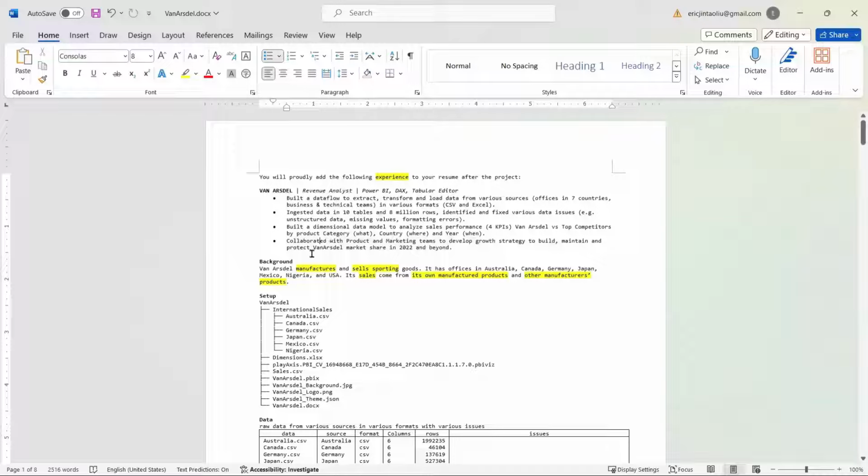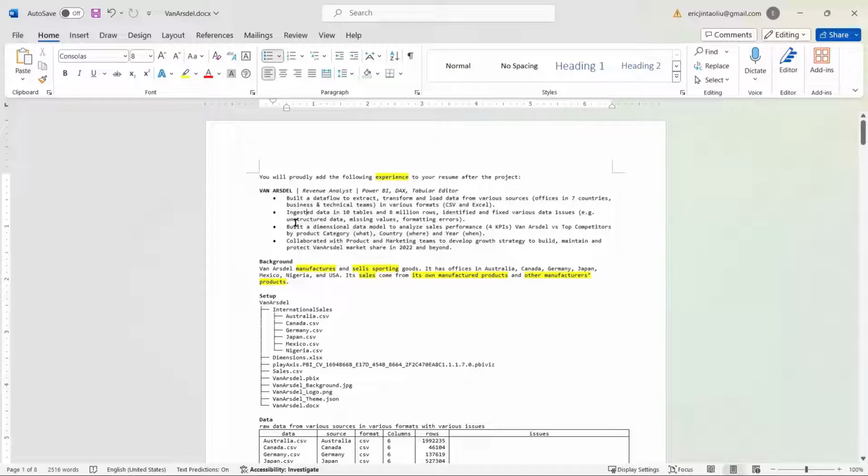And the last one, I think everybody understands. So we mentioned the teamwork and the cross-functional collaboration. Collaborated with product and marketing teams to develop growth strategy to build, maintain, and protect Van Asdale market share in 2022 and beyond, right? So what do you think?